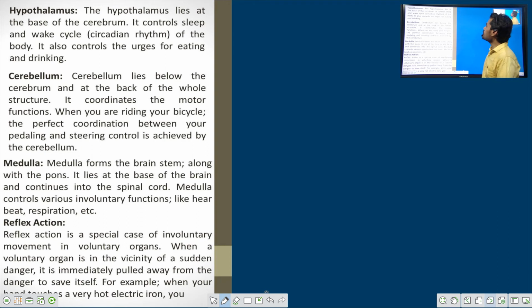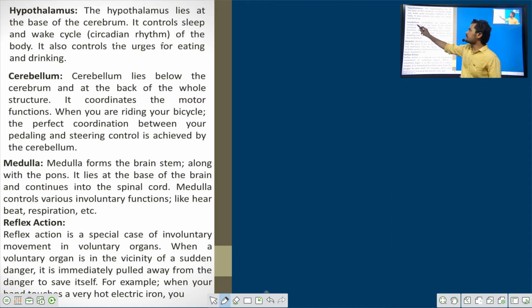Now the hypothalamus. The hypothalamus lies at the base of the cerebrum. It controls the sleep and wake cycle, the circadian rhythm of the body. So the hypothalamus gives a signal that during daytime the body should be active and during night the body should go under rest, that is, sleeping. The cycle of sleeping and waking up is known as the circadian rhythm in biological terminology. It also controls the urge for eating and drinking. It makes us understand whether we are feeling hungry, when we are not, when we are thirsty and how to quench our thirst. This is controlled by the hypothalamus.